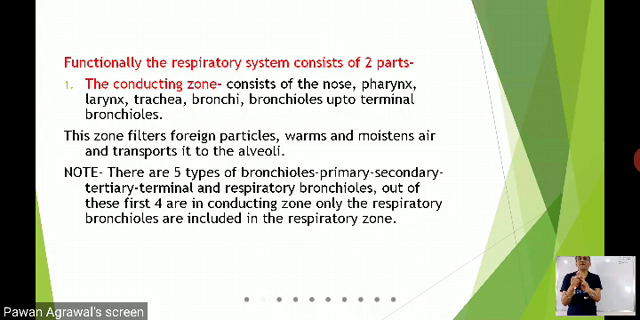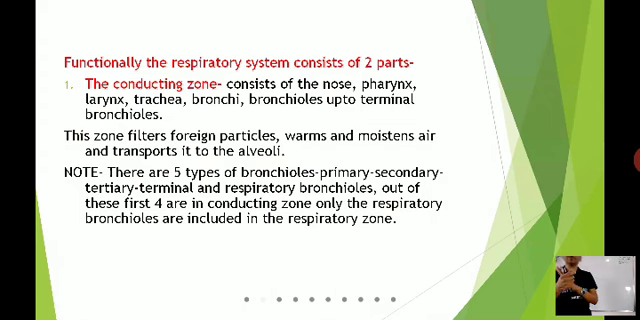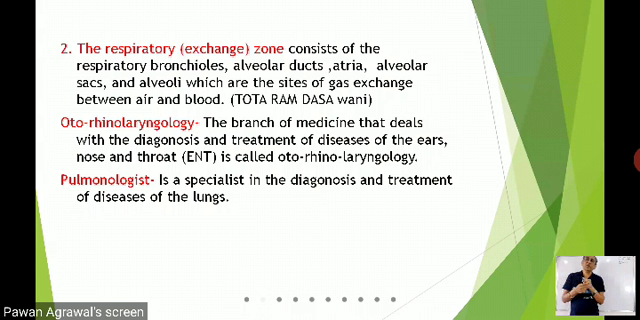It is related with the conduction of air, and with filtration, moistening and all. Getting? Then the respiratory zone. The respiratory zone consists of respiratory bronchiole, alveolar duct, atria, alveolar sac, alveoli. These are the parts which are included in the respiratory zone or exchange zone.